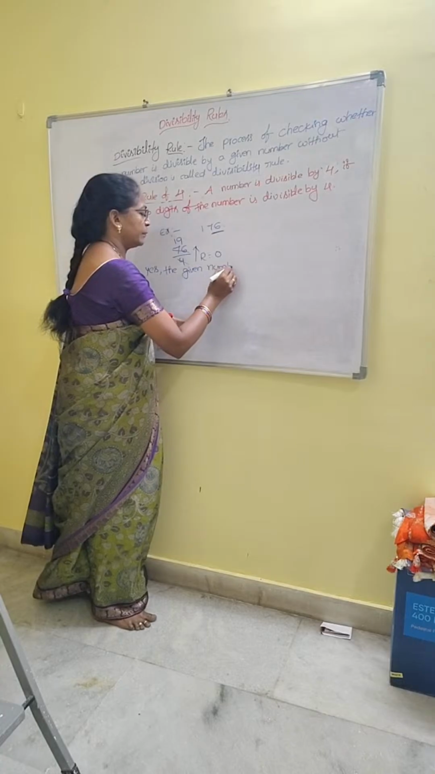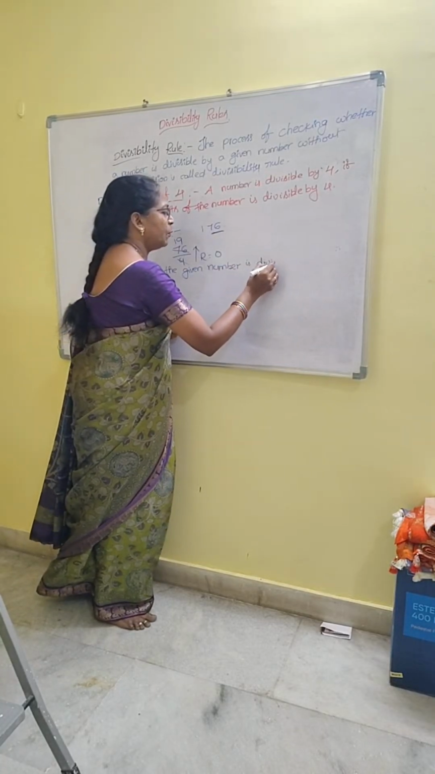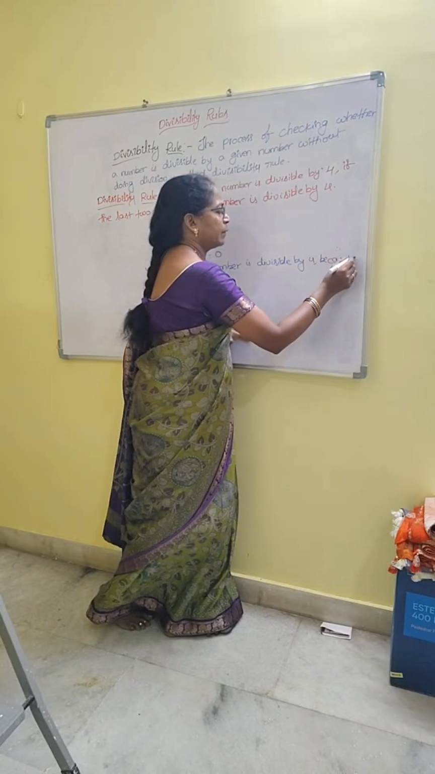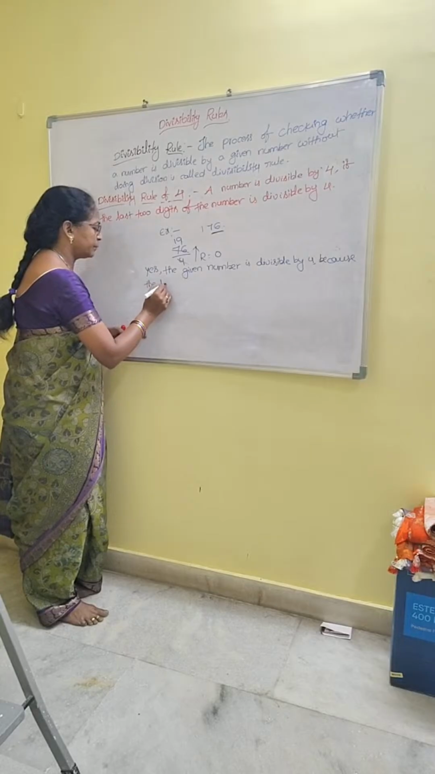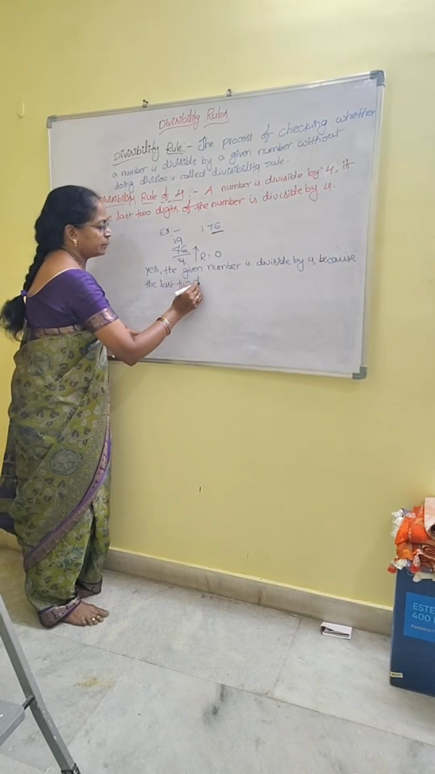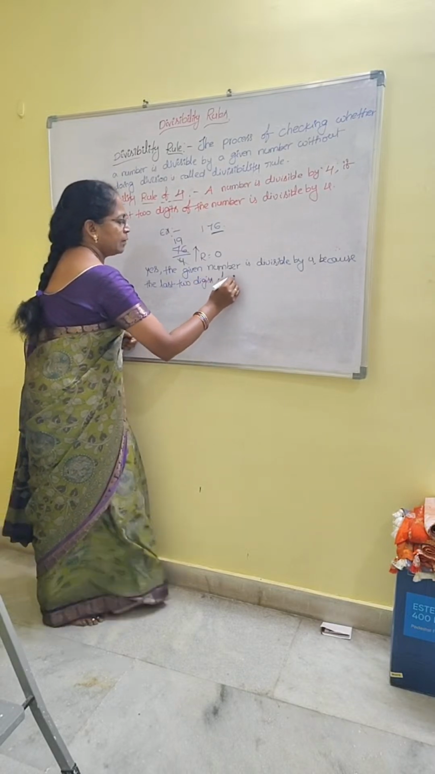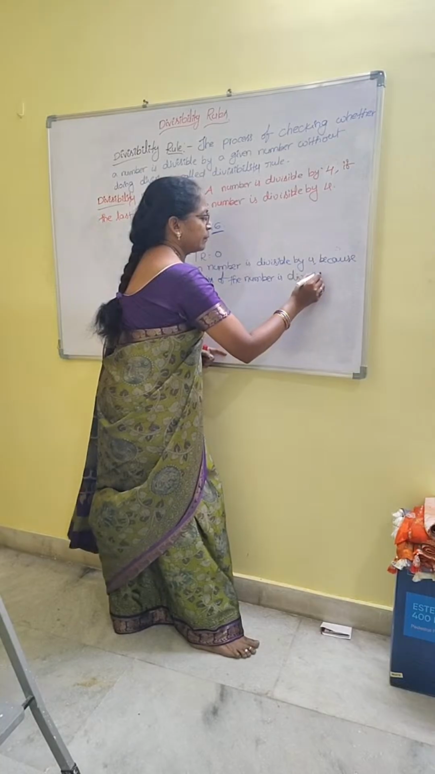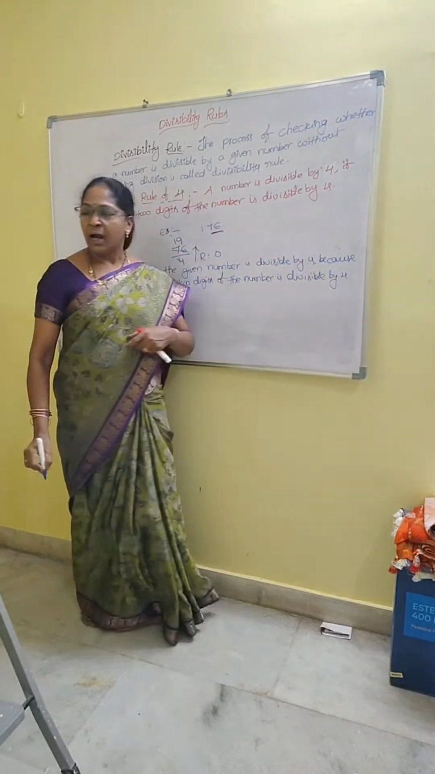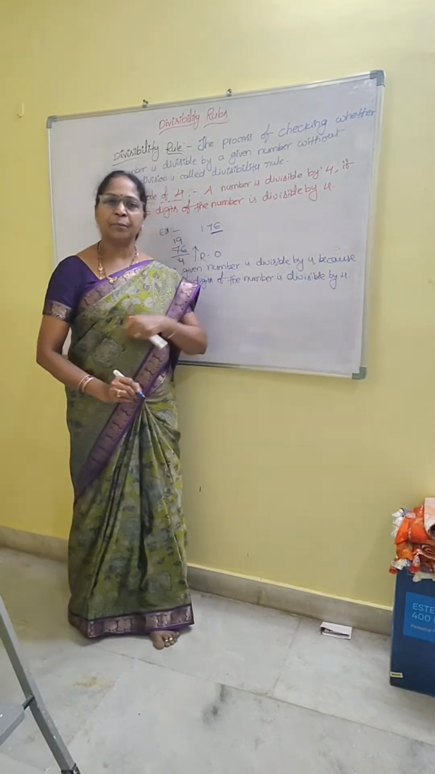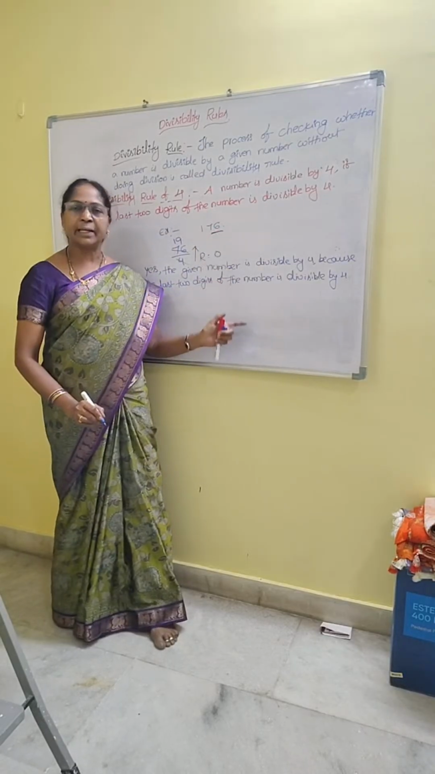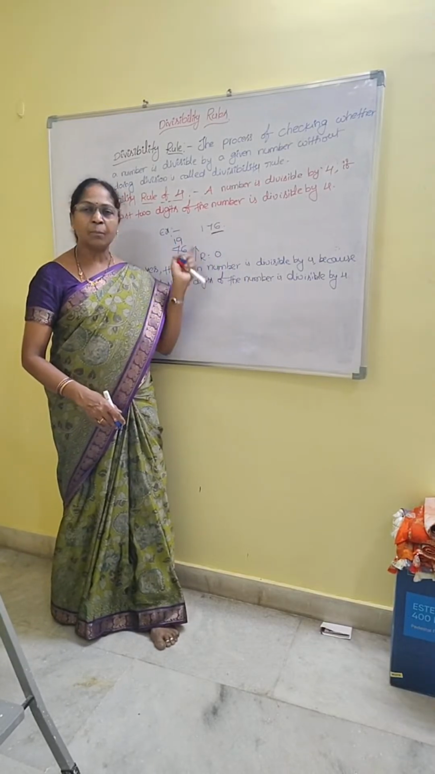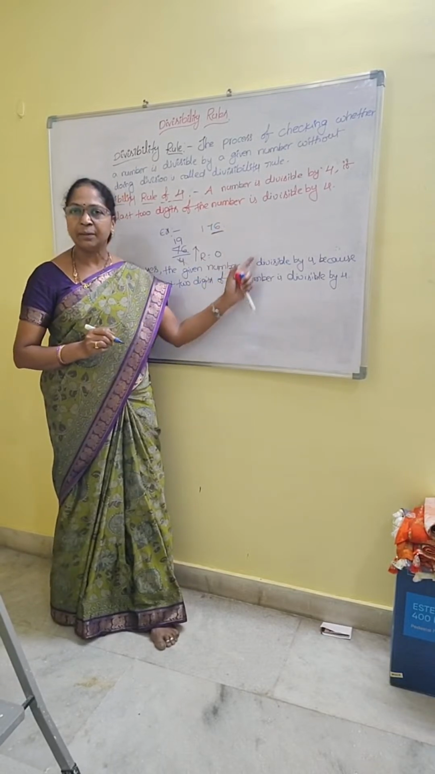is divisible by 4 because the last two digits of the number are divisible by 4. If the last two digits of the number are divisible by 4, then we can say that yes, the given number is divisible by 4. This is the divisibility rule of 4.